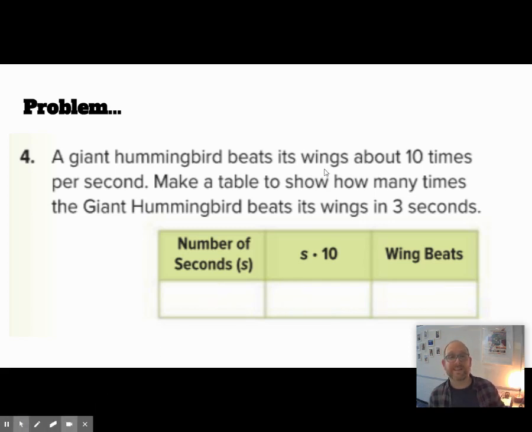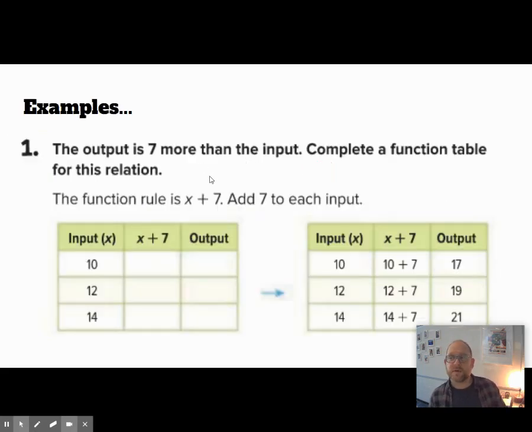So let's look at a couple more examples. So let's say the output of a function is 7 more than the input. And it says complete a function table for this relationship. So the function rule is x plus 7 because the output is 7 more than the input. And we want our input to be the thing that can change, our independent variable. So we're going to take that independent variable, add 7 to it, and that will give us each output.